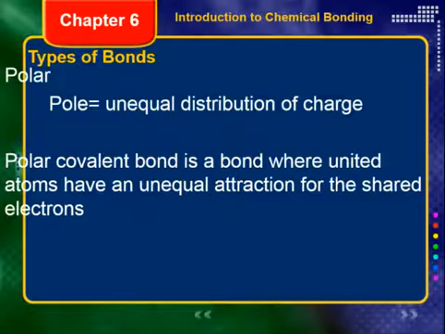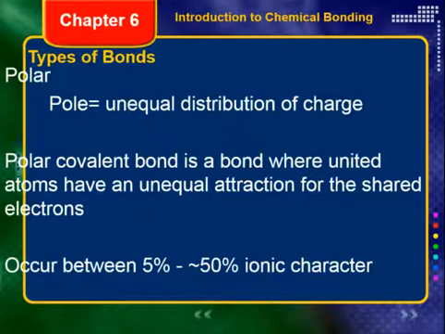A polar covalent bond is a bond where the united atoms have an unequal attraction for the shared electrons. So what we're going to see here is we're not bonding identical atoms, because if there are identical atoms, you're not going to have an unequal attraction. You're going to have an identical attraction. But your difference in electronegativity isn't going to be so great that it results in ionization. We're still going to have a covalent bond. It's just not going to be a perfect even distribution of charge. Those two electrons are still being shared by both atoms. They're just closer to one atom over the other.